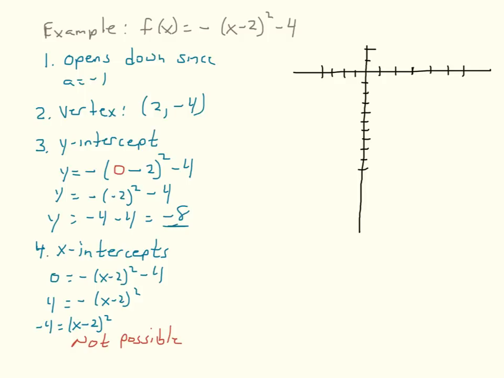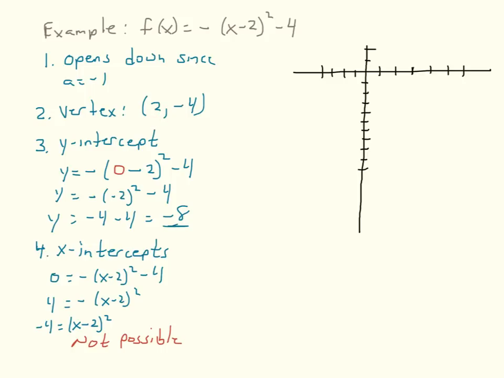Next thing I need to do is identify the vertex. The vertex we know is (h, k). Now remember, in the standard form, it's going to be a times the quantity x minus h, squared. So notice what's in the h spot is 2. In this case, h is 2. Remember, it's x minus h. I have a minus 2, so h is actually going to be a positive 2.